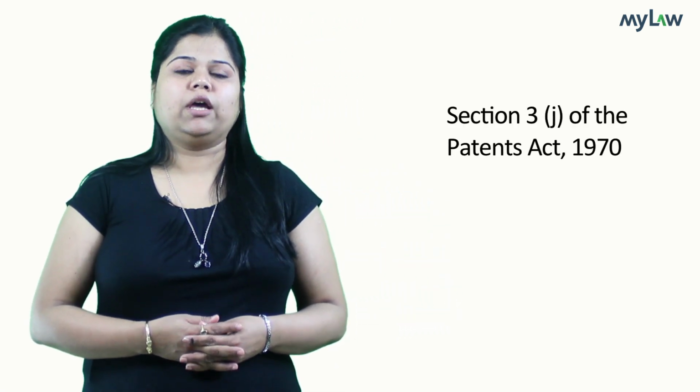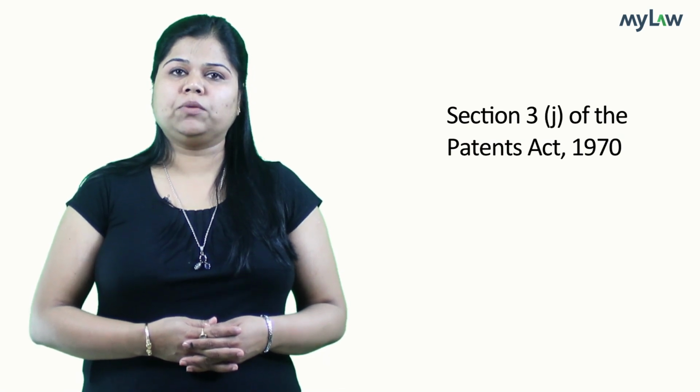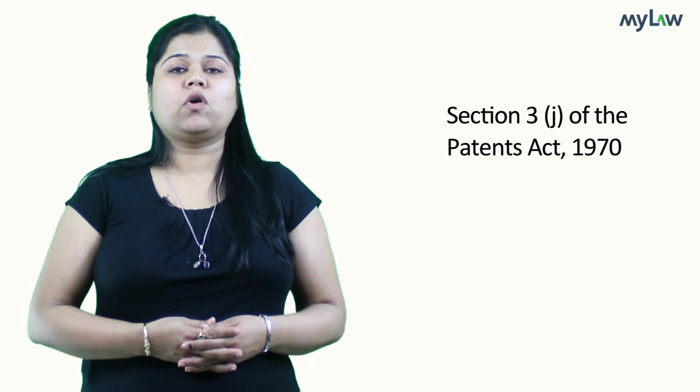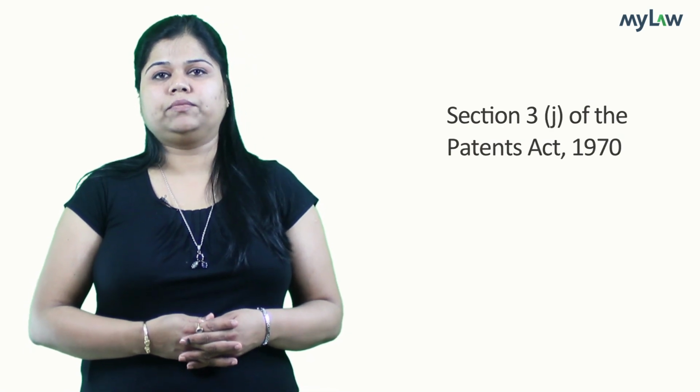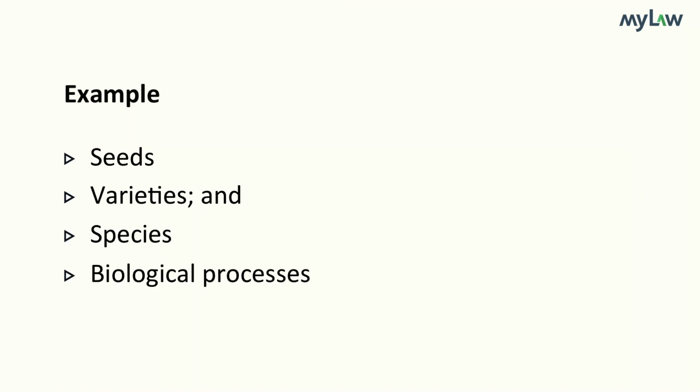Section 3J refrains from patentability any parts of human beings or animals, or in whole together. Seeds, varieties and species, and essentially biological processes for production or propagation of plants and animals are not patentable.